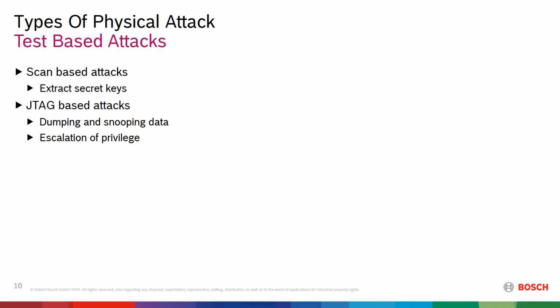Last but not least, we have test-based attacks. Two types of test-based attacks are scan chain-based attacks and JTAG-based attacks. Scan chains are designed for a testing methodology which uses scannable cells connected to form one or more scan chains, mainly used to make sure that the chips are not faulty. Such scan chains could be used to extract secret keys from the device.